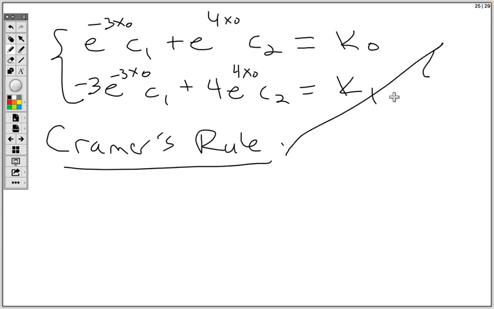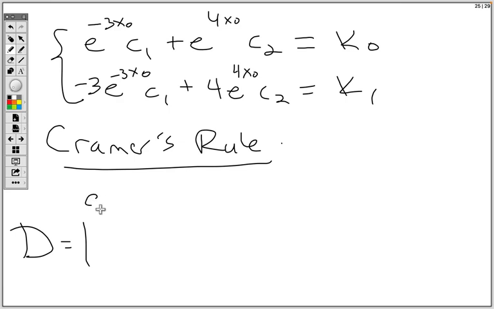Because I know that I get a unique solution to this system for C1 and C2. Remember, these are the constants we're trying to find. The x naught and the k naught and k1 are given to us. This has a unique solution as long as that determinant d isn't 0. So let's calculate what d is.